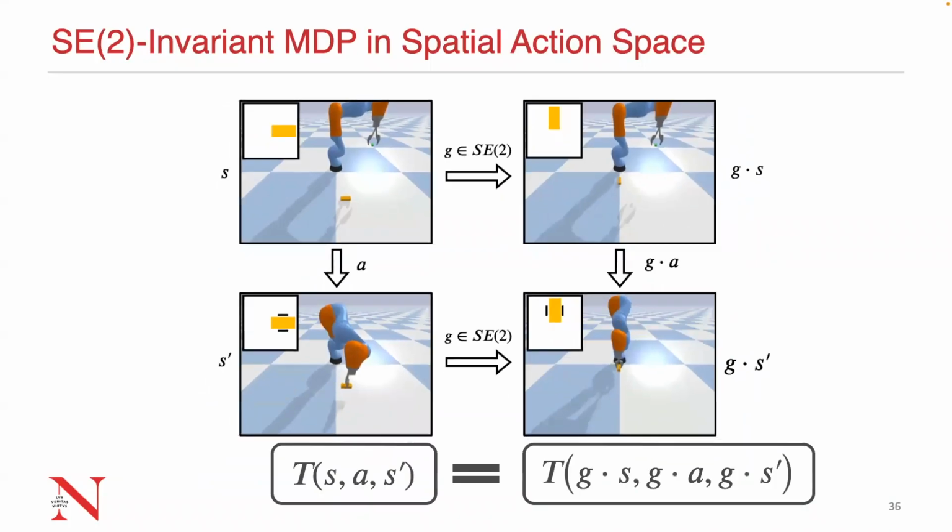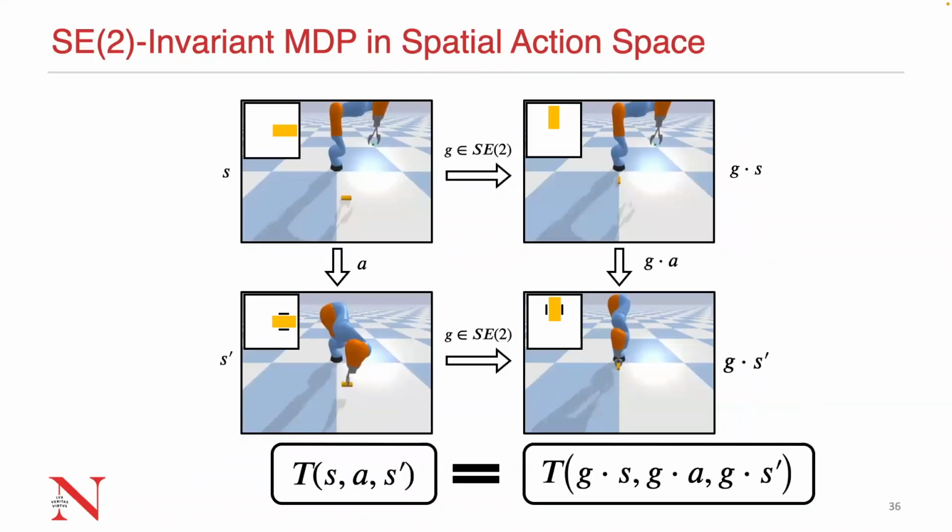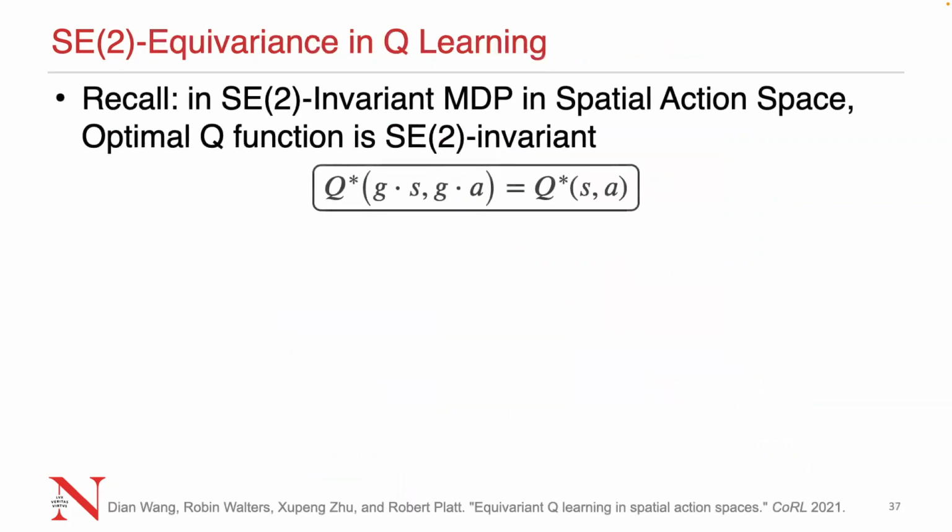Similarly as before, we can write down the SC2 environment property in the transition function. We can write down the SC2 environment property in the reward function, and then we can try to use similar methods to solve this task. But this time it's a little bit different, right? Because recall that in the SC2 or in a group environment MDP, the optimal Q function is group invariant, right? So that means if we apply the same transformation to the state and action, the output Q value will not change.